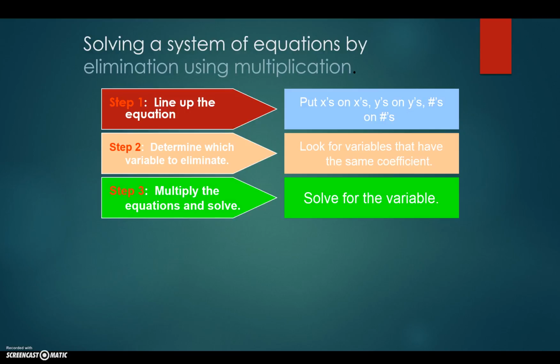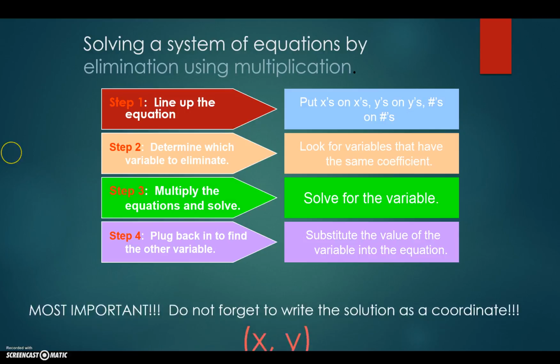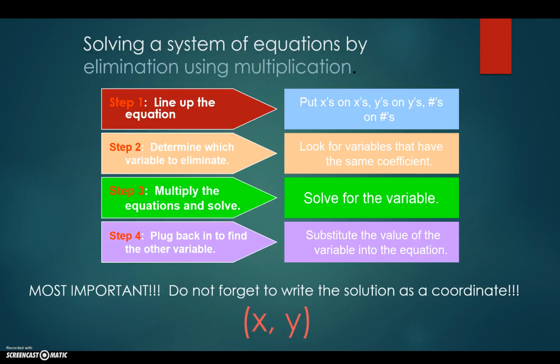So we're either going to multiply one of the equations or both of them, and you'll see that in just a moment. Step 4, we're going to plug it back in just like before and get the other variable. And then the most important part is to make a coordinate out of it, x comma y, because the solution is where two lines are meeting.